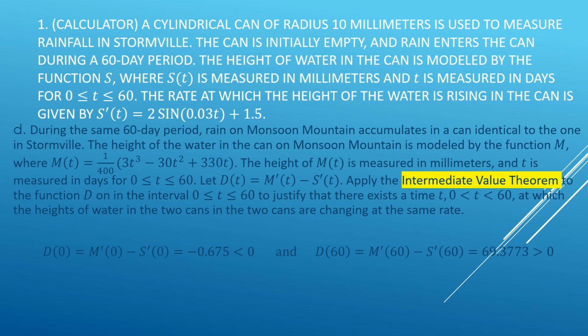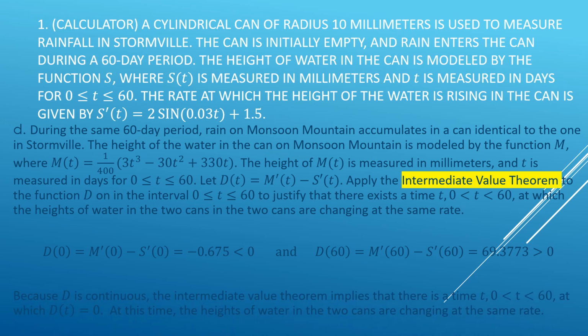Then I checked my other endpoint, so D of 60. I get n prime of 60 minus s prime of 60, and I get 69.3773, which is greater than 0. Again, that is a common tactic that you use to address these types of problems. You plug in your endpoints. Usually one will be less than 0, one will be greater than 0.